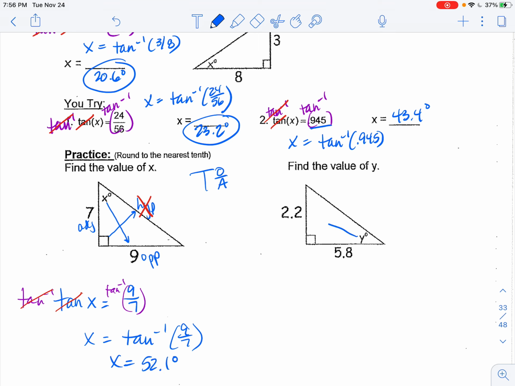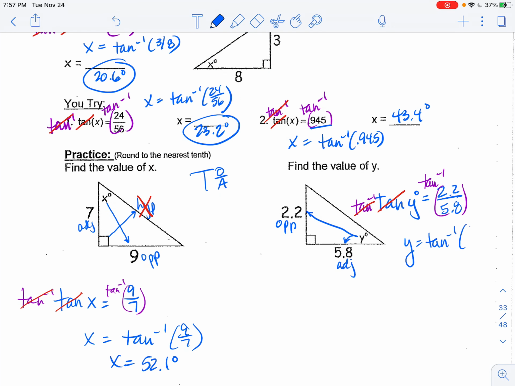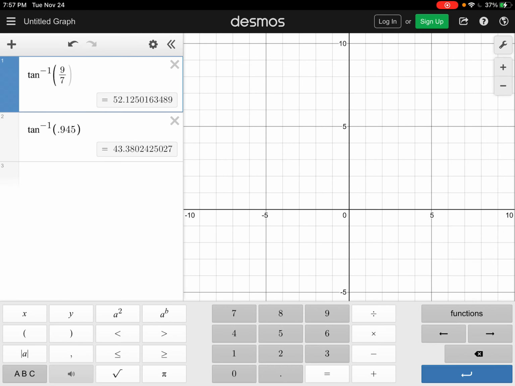One last problem to try. Go across your angle. This is opposite. And right next to your angle is adjacent. So again, we're using tangent. It's not always tangent, but on this problem, on this page it is. So tangent of y is equal to opposite over adjacent. We're going to take the inverse tangent on both sides. Inverse tangent cancels with tangent. We're left with y by itself. So y is equal to inverse tangent of 2.2 over 5.8. And we take that to Desmos.